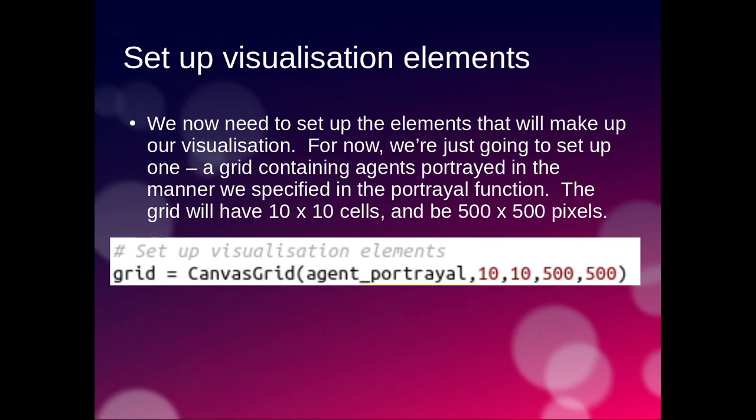And then into that, for the inputs, we just need to specify the type of portrayal within that grid, which is the portrayal we've just set up, which we called agent portrayal. So how the agents are going to be portrayed. And then the size of the grid in width and height in terms of cells, and then in terms of pixels, so 10 by 10 and 500 by 500. So pause the video and write that bit out.